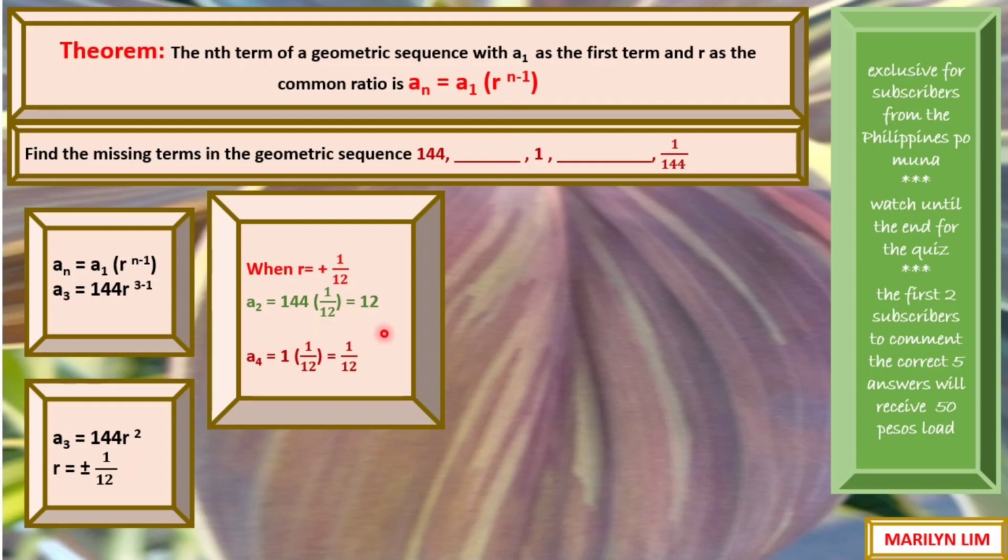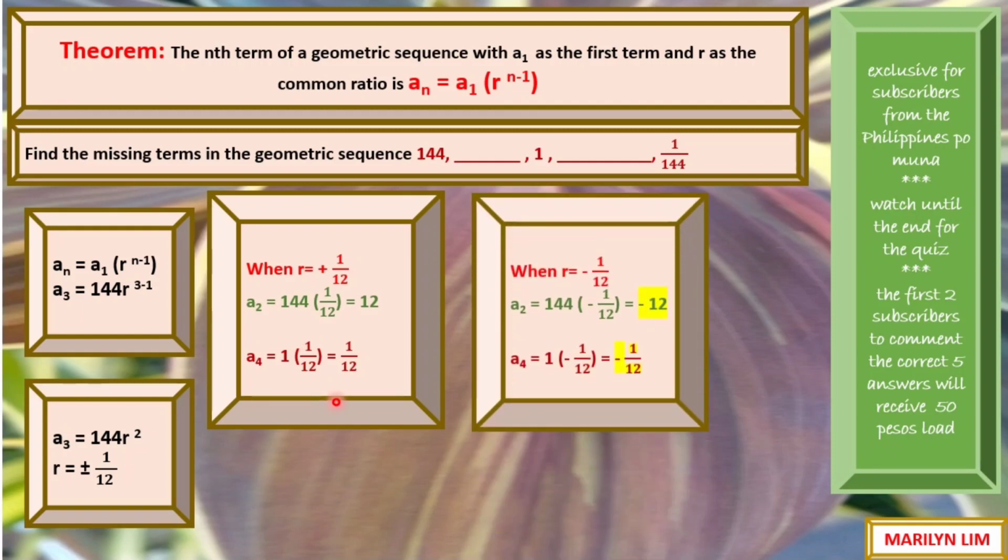144 times 1 over 12 is 12. How do you do that? 144 times 1 is 144, divided by 12. That will give you 12. And for a sub 4 here, our fourth term, 1 times 12, that is 1 over 12.